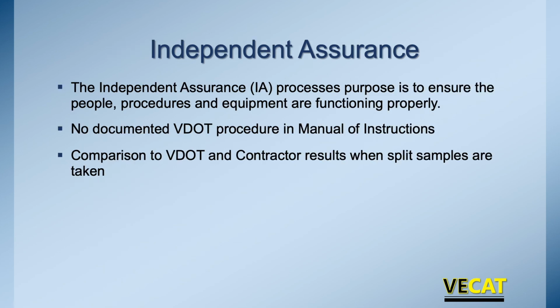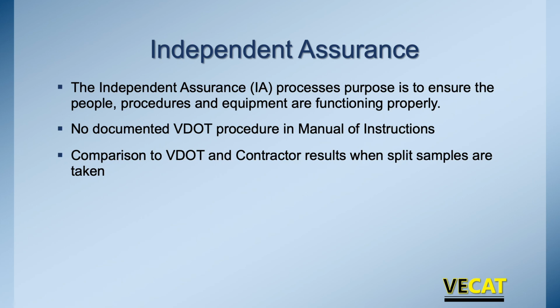The independent assurance, again, we talked about it. It's making sure that everything that's being used in the acceptance program is right. So the people, the processes. We do not have a documented procedure yet in the VDOT Manual of Instructions. As that's developed, it'll be added to the MOI, added to other documents. But we can do a comparison of VDOT and contractors' results when split samples are taken.